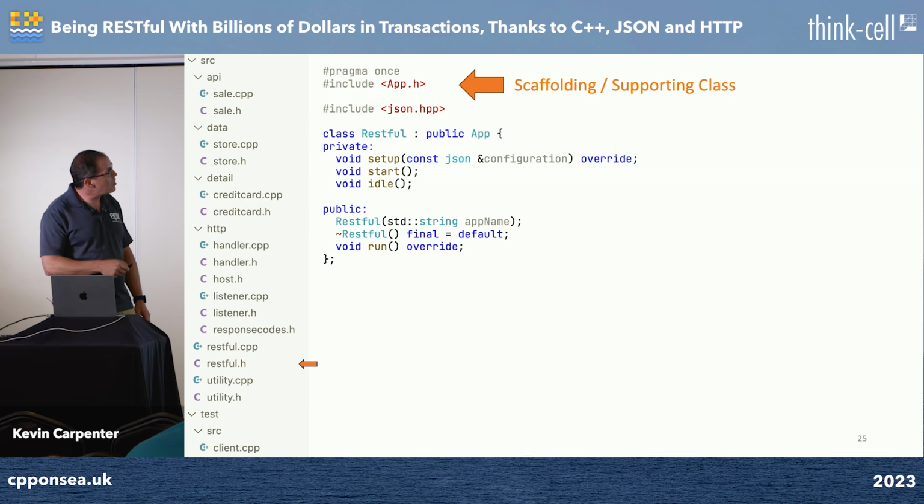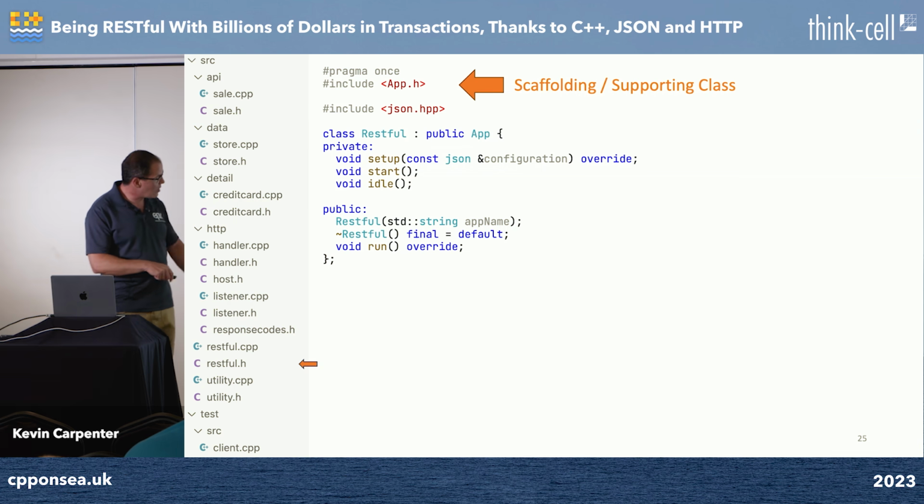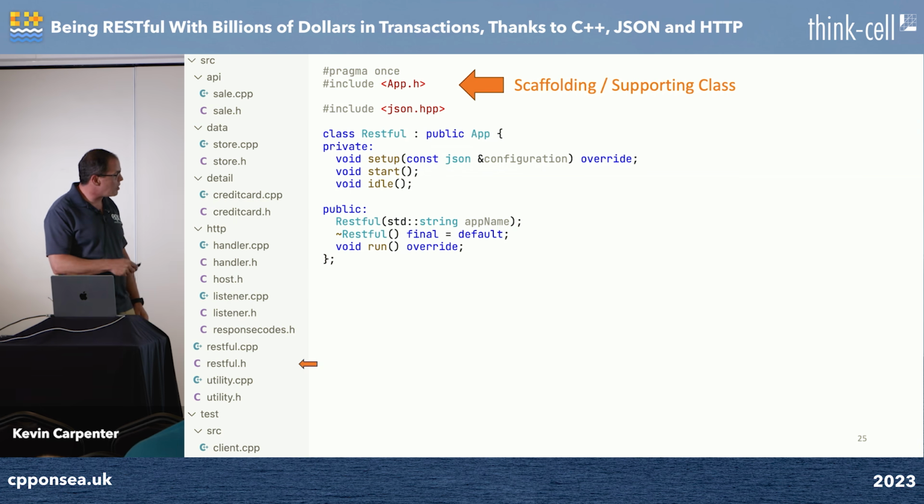So looking at this, we have this class RESTful, which is our base application coming from this restful.cpp. This is going to be the base app. We'll have a binary called RESTful. And as you can see, we have a setup, a start, and an idle, not much to the header.